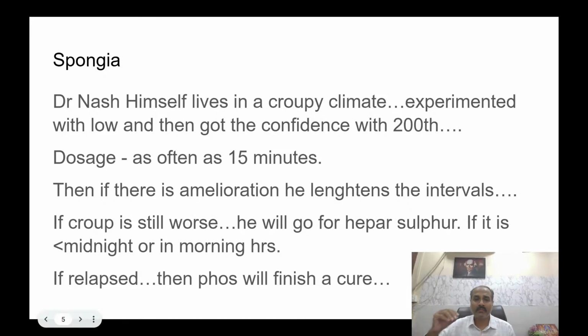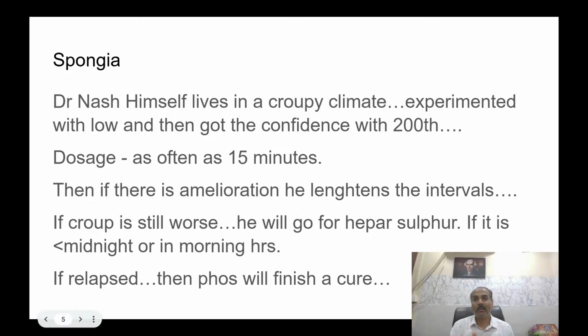hourly, 2 hourly. The secret to a homeopath's success in acute cases lies in managing the dosage after the first prescription is done. And if you are able to do that, then the trust and the confidence of the patient in homeopathy will be far greater than anywhere else.